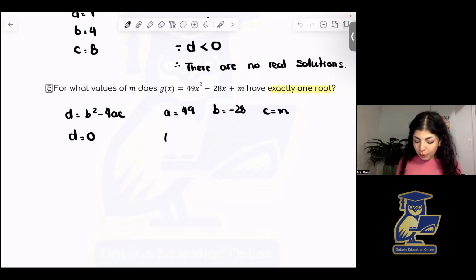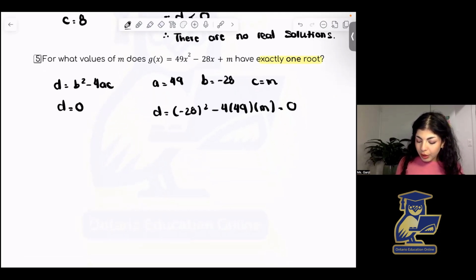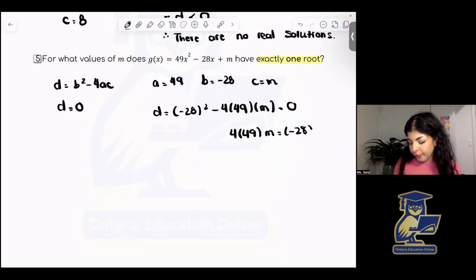And so now when we solve, we have D is equal to negative 28 squared minus 4 times 49 times m. And we want this to equal 0. So in other words, we are saying that negative 4 times 49m is equal to, or sorry, the positive of it is equal to negative 28 squared, because these two are subtraction, so they have to be equal for their difference to be 0.